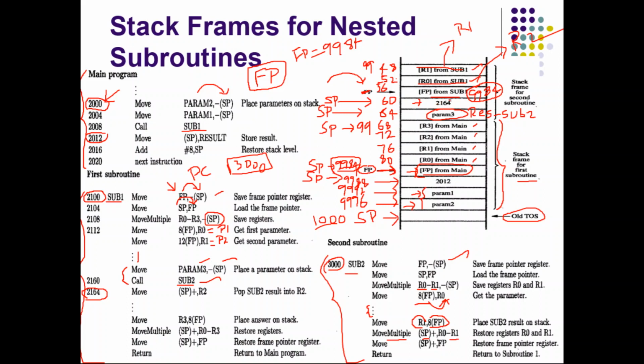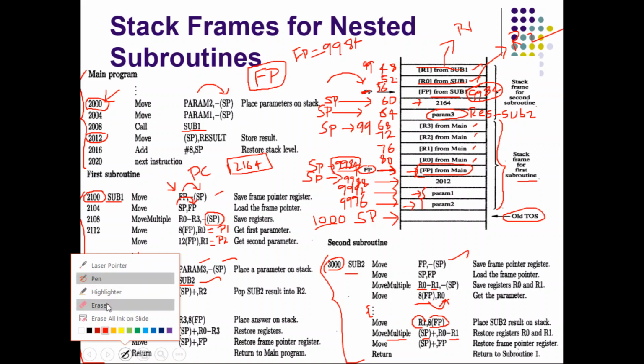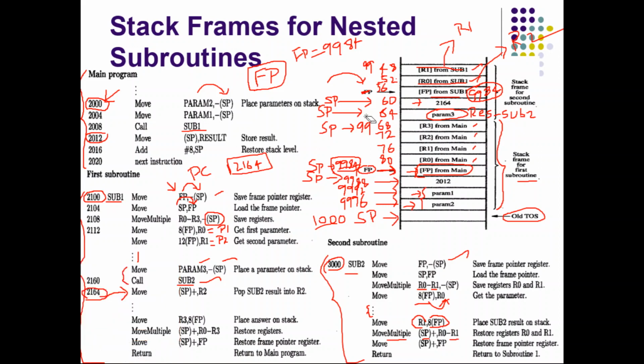So on return, you will get the return address 2164. 2164 is just the instruction which follows the call instruction in subroutine 1. So now PC will become 2164, and SP will once again be incremented. No more is SP pointing to 9960. The moment you pop, pop means return that particular value and increment the stack. So now SP becomes 64, and SP is pointing to 64.